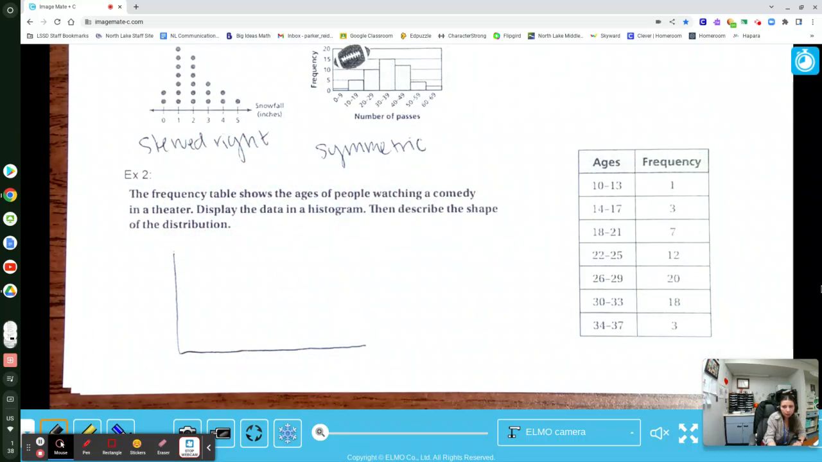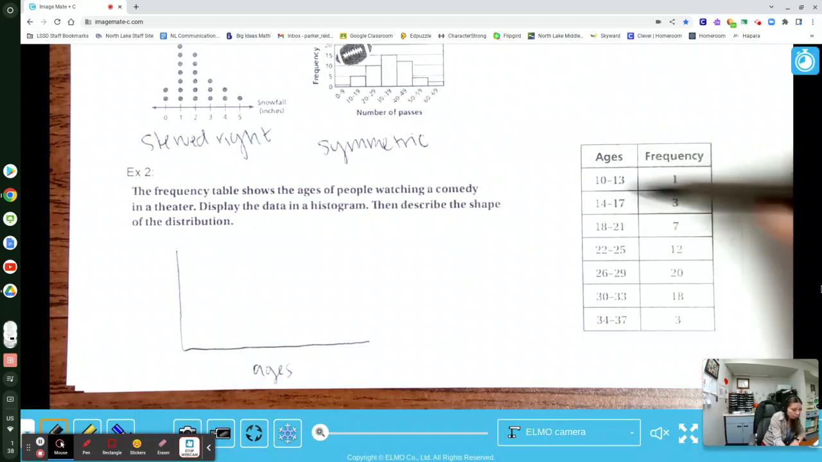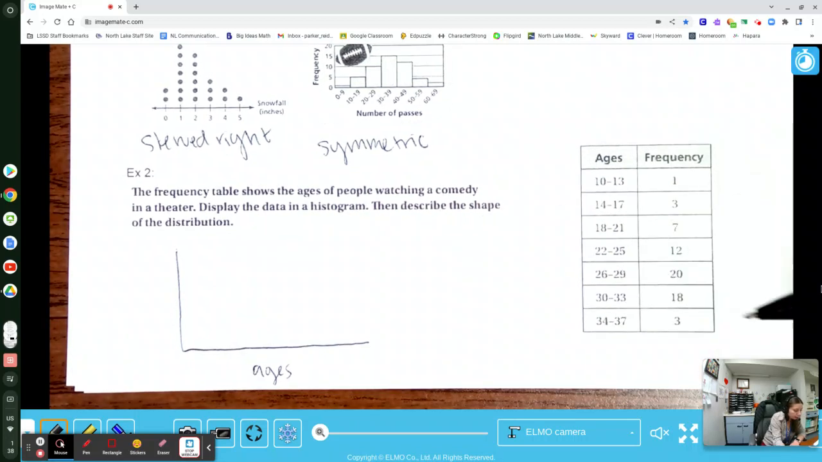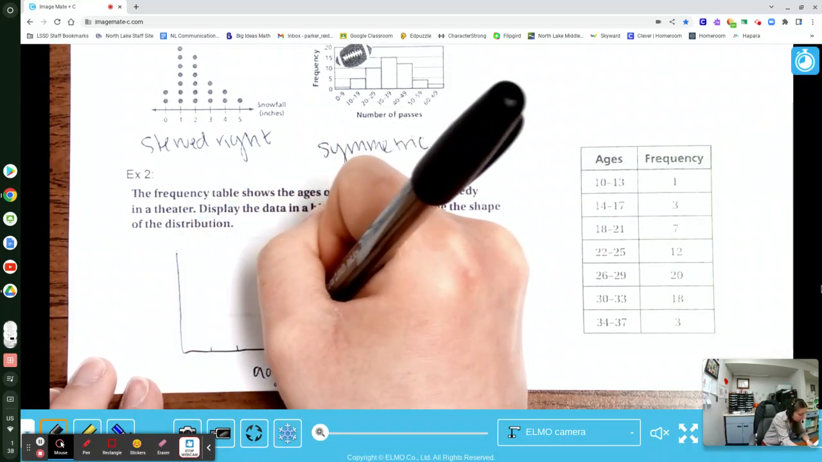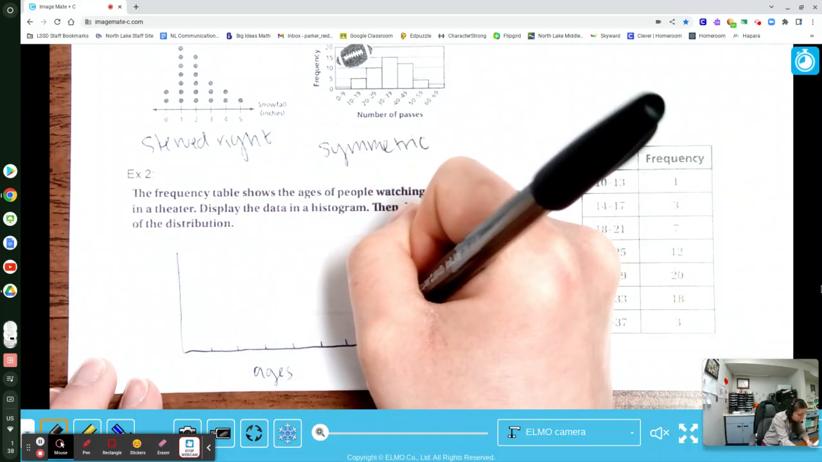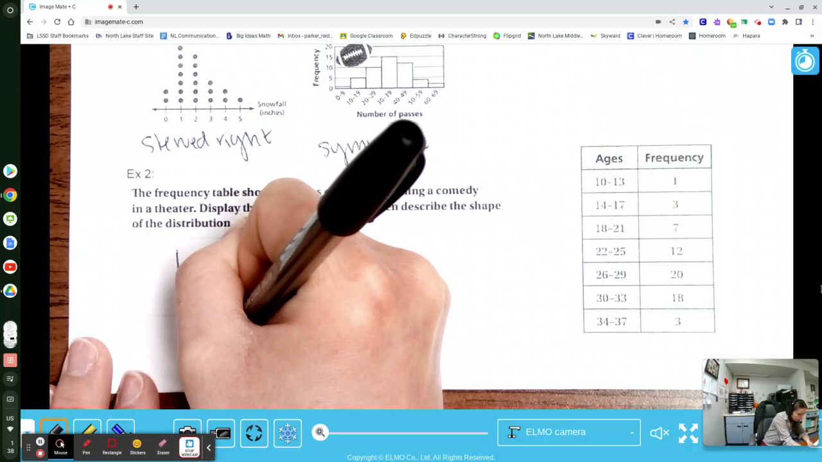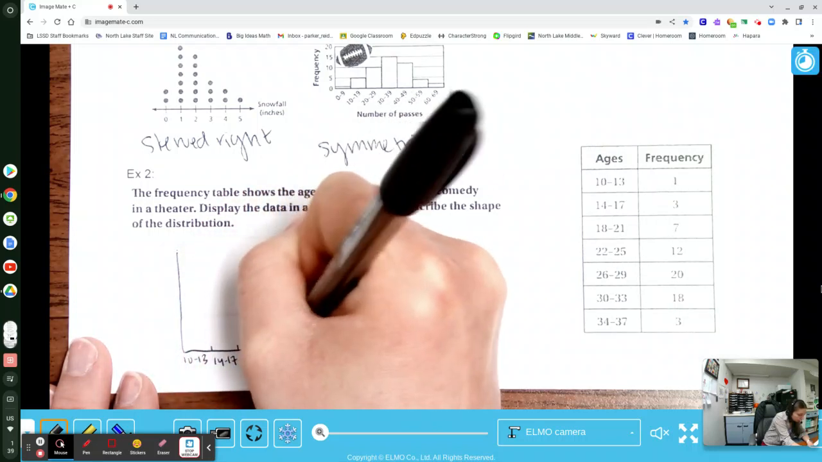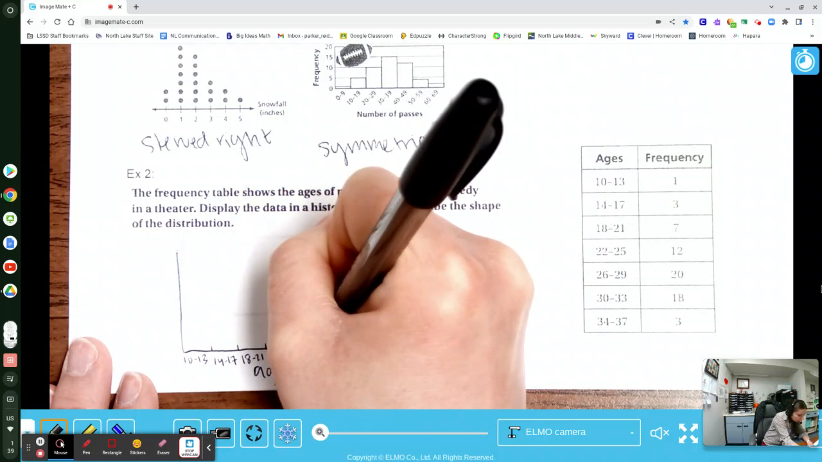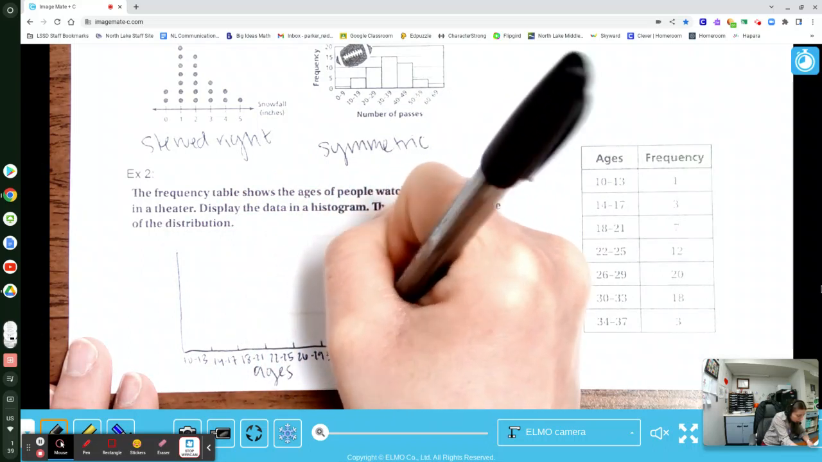The one on the bottom shows the intervals. The intervals are ages. So put ages. And I have 1, 2, 3, 4, 5, 6, 7 of those. So I'm going to put like 7 little tally marks so I can see the 7 intervals. 1, 2, 3, 4, 5, 6, 7. And then I'll label each. So the first is 10 to 13, then 14 to 17, 18 to 21, 22 to 25, 26 to 29, 30 to 33, and then 34 to 37.